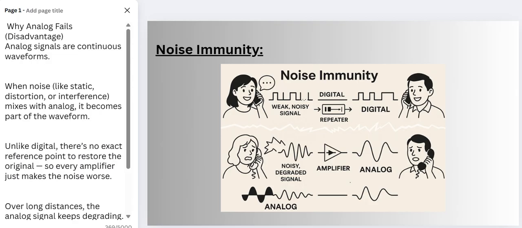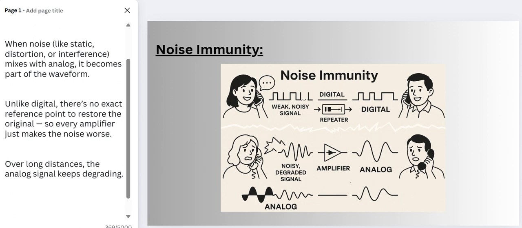Let us understand why analog can't do this. Why does analog not have noise immunity? Because, you can see the text here, analog signals are continuous waveforms. When noise like static, distortion, or any interference mixes with analog, it becomes a part of the waveform. Unlike digital, there is no exact reference point.